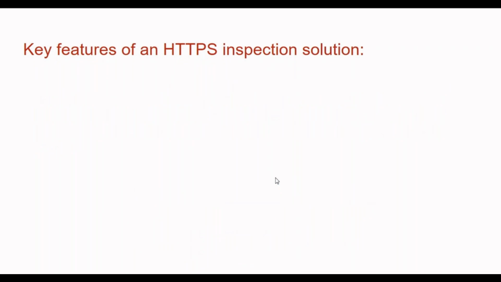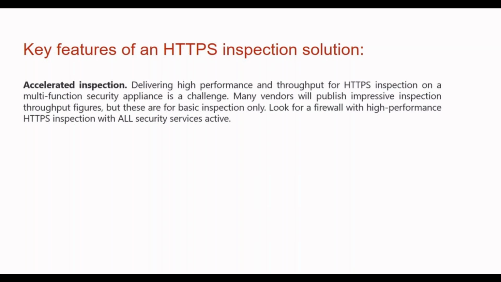Now, some key features of the HTTPS inspection solution is something we have to talk about because these points have to be available on your firewall to be able to do content inspection and to have better security. First thing is the accelerated inspection. Definitely, if we are doing HTTPS decryption and then encryption again, you have the session, and it will have more resources that is going to be used in the firewall.